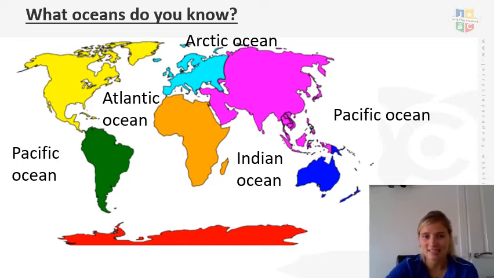Then we have the Atlantic Ocean. Now we should remember the Atlantic Ocean, because the Atlantic Ocean was where the Titanic crashed into the iceberg. So obviously it was going from Europe over to North America.